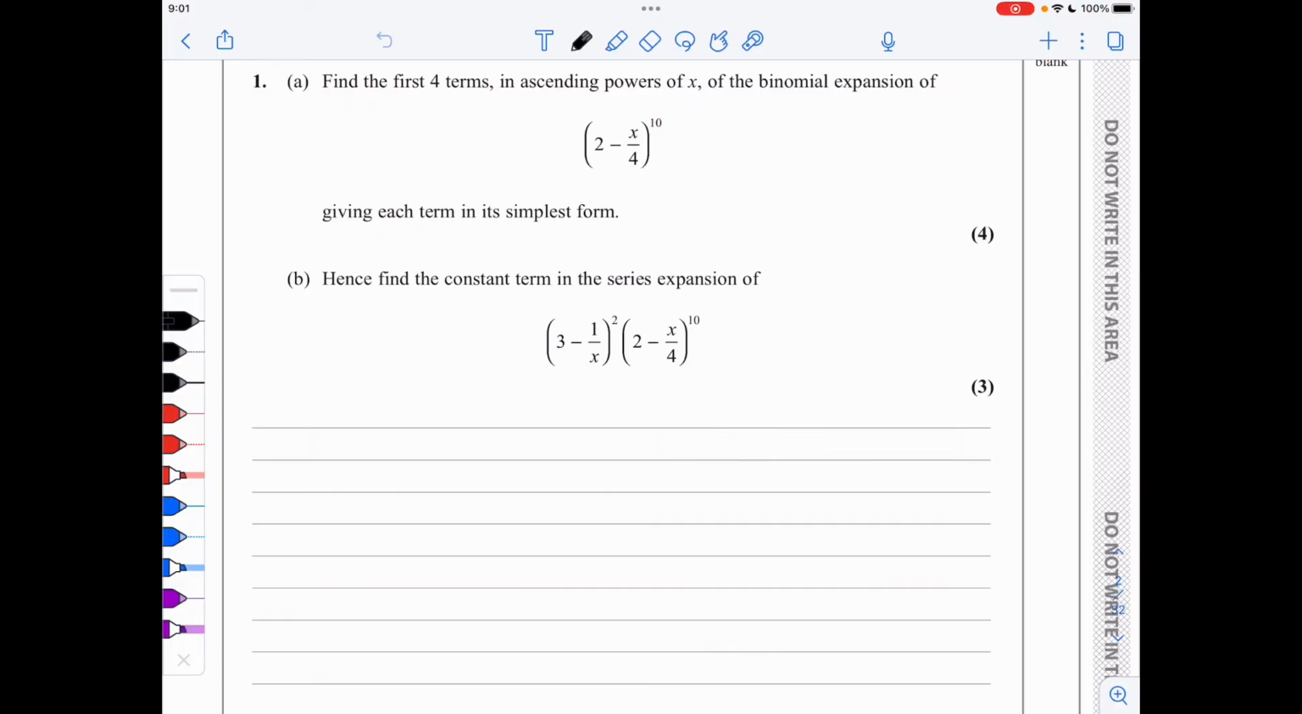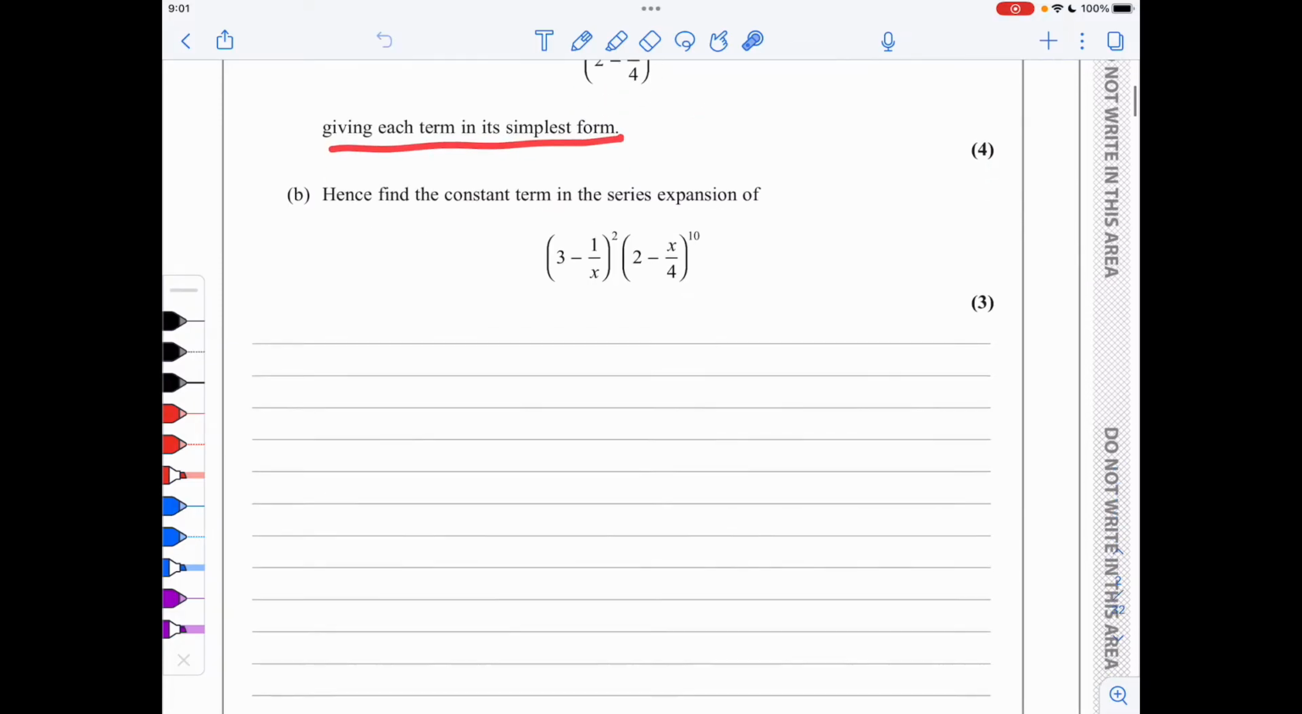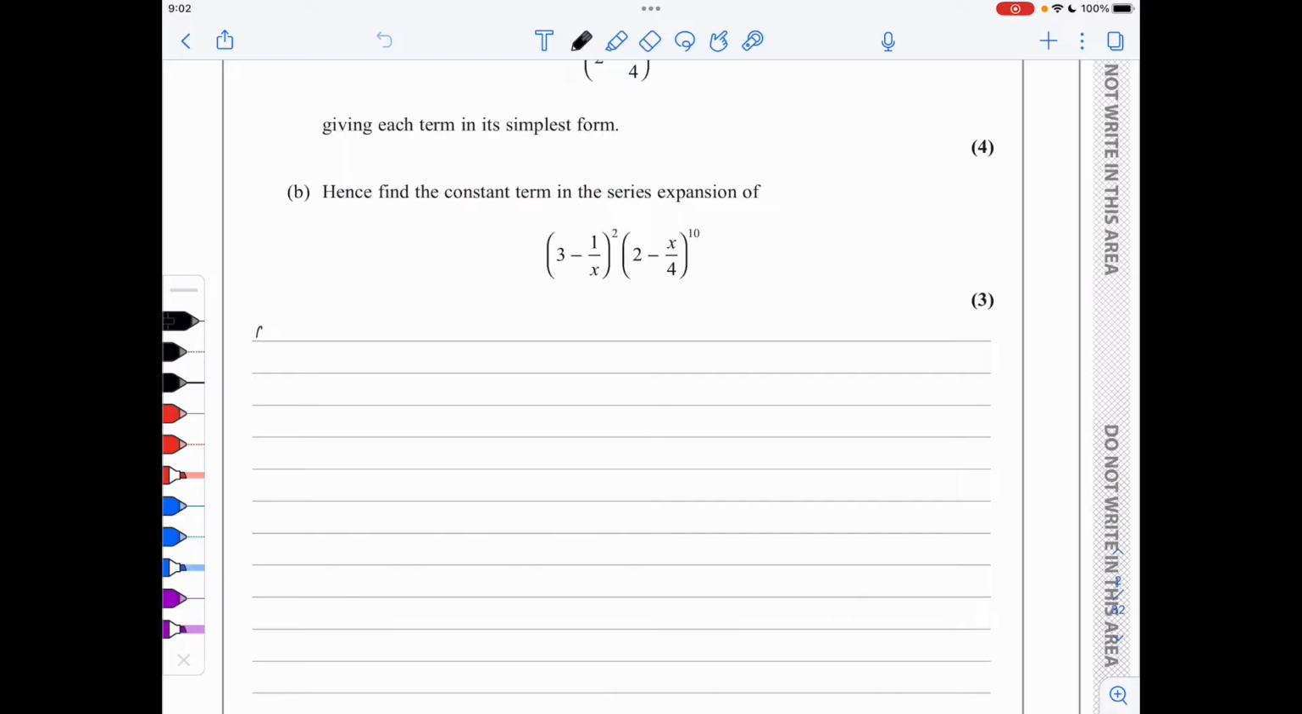Question 1, we need to find the first four terms in ascending powers of x of (2 minus x over 4) to the power of 10. We need to give each term in its simplest form, so it's just the binomial expansion. We've got (2 minus x over 4) to the power of 10.